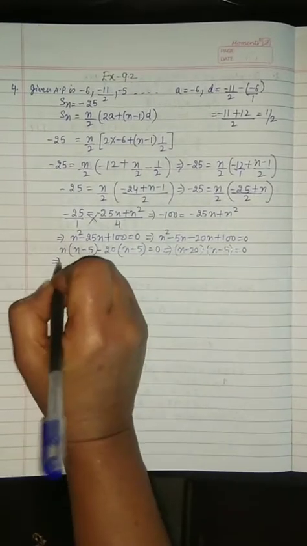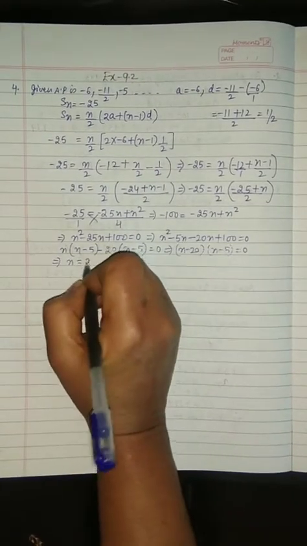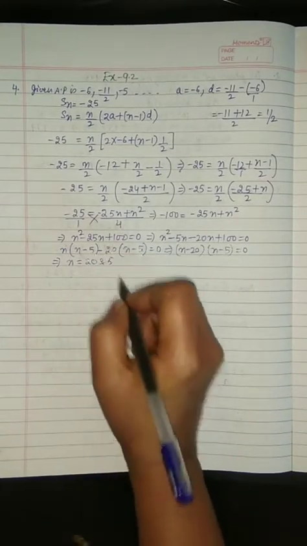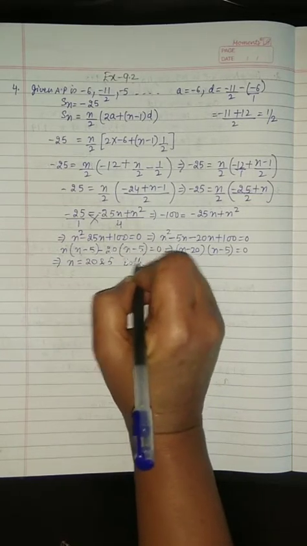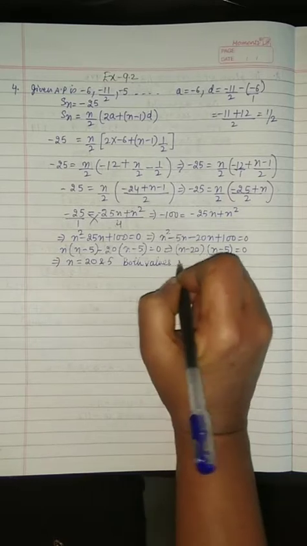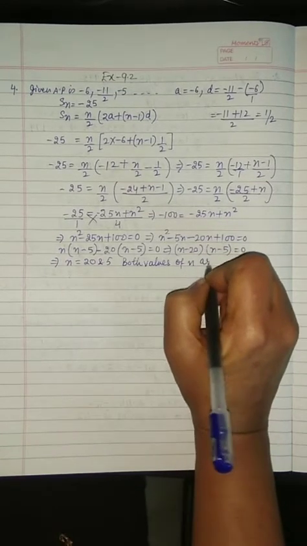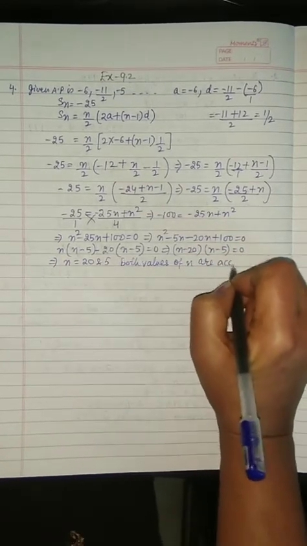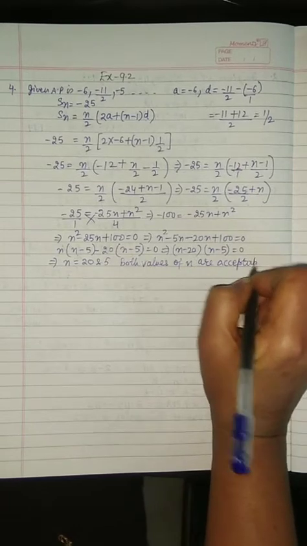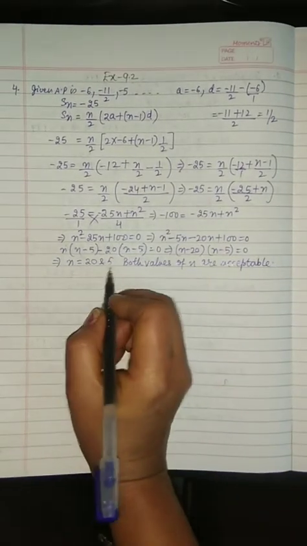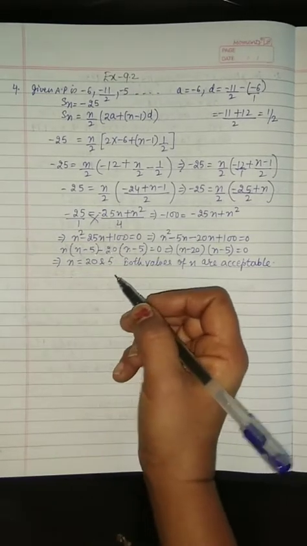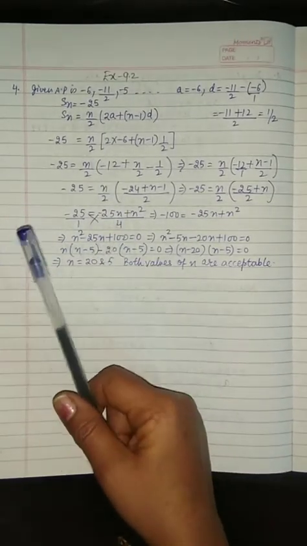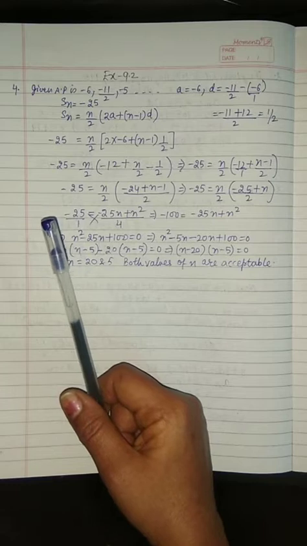It will give us two values of n, that is 20 and 5, and both are positive. So both values of n are acceptable. So n is equal to 20 and 5. So 20 or 5 terms can be used to find the sum minus 25 of this series.